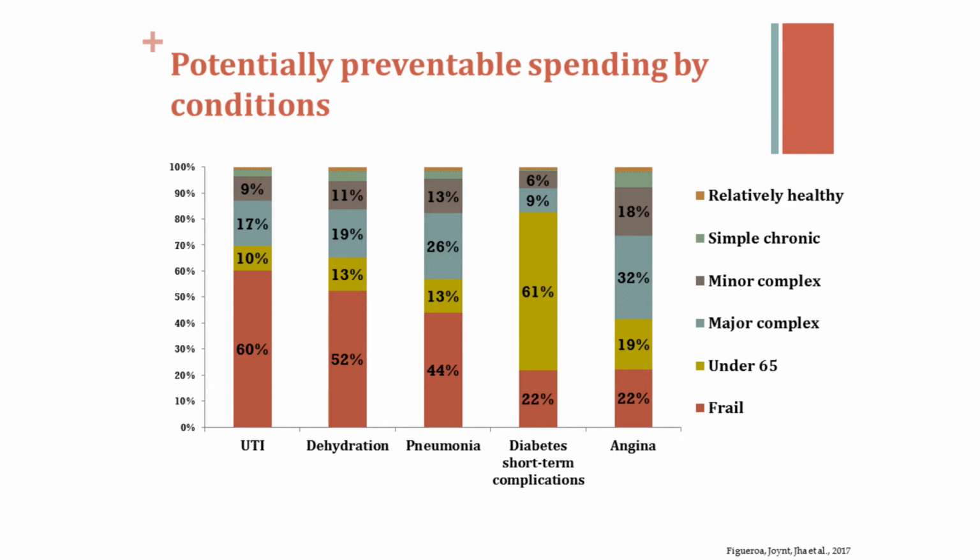On the other hand, for diabetes short-term complications, 61% of those dollars are driven by the non-elderly disabled. So how can you use this information? If you have a lot of frail elders, then programs around preventing UTIs, dehydration, and pneumonia, for example, limiting the risk of aspiration and being up to date on vaccinations, such as the pneumococcal vaccination, would be very beneficial in that group. As opposed to the non-elderly disabled, where preventing complications related to diabetes is much more of a potentially efficacious intervention.